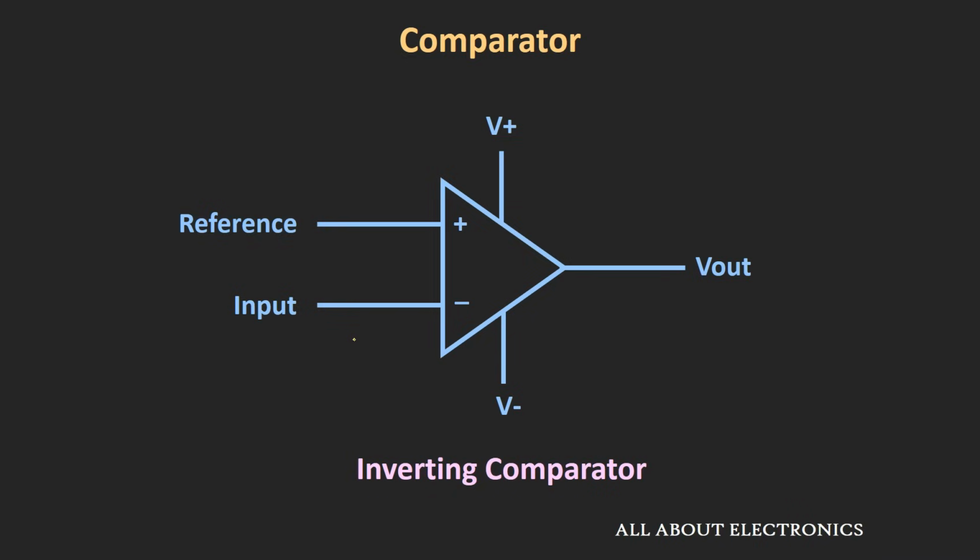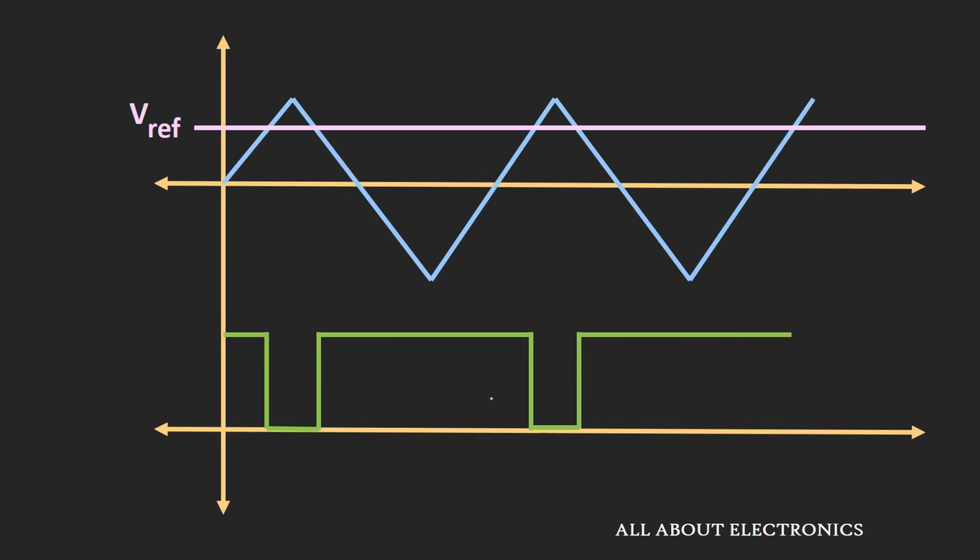Now similarly, let us assume that we have applied this triangular wave at the inverting input. In this case, your output will be low during the time your input signal is higher than this reference voltage, and for the rest of the time your output signal will remain high. So this is all about the inverting and the non-inverting configuration of the comparators.